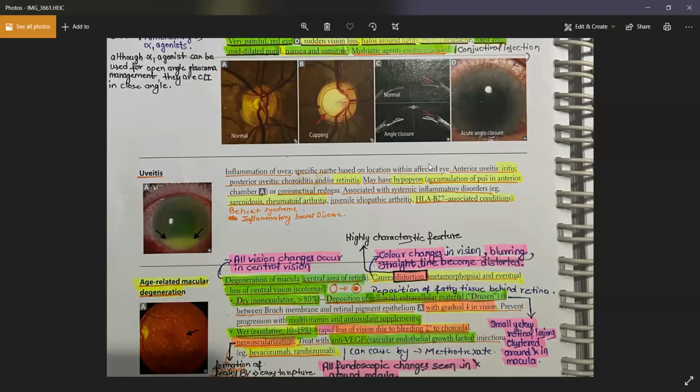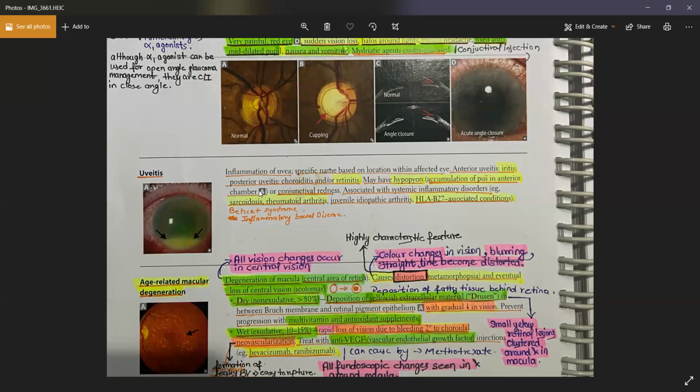So anterior, posterior, and you also have an intermediate uveitis, in which you have inflammation of the iris as well as the ciliary body, but not the retina. If the retina is involved, you have a posterior uveitis. These conditions can have hypopyon, which means the accumulation of pus in the anterior chamber, between my cornea and my iris. You will also have conjunctival redness, as you can see.